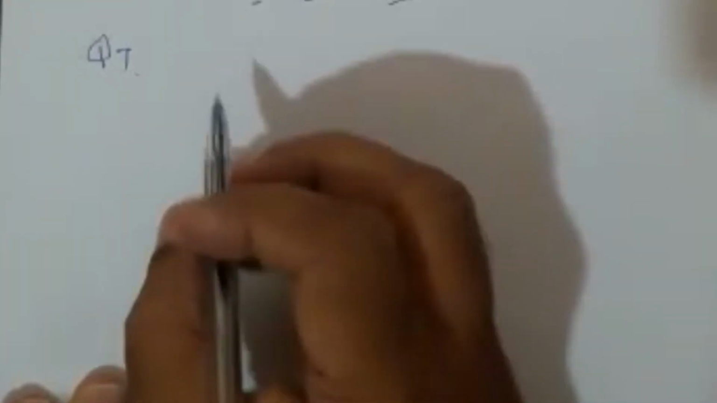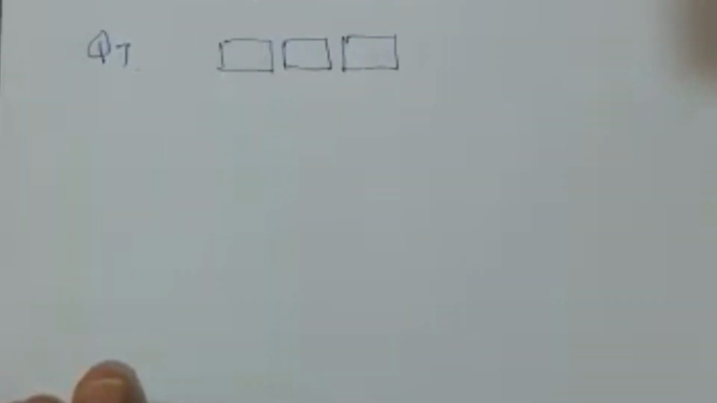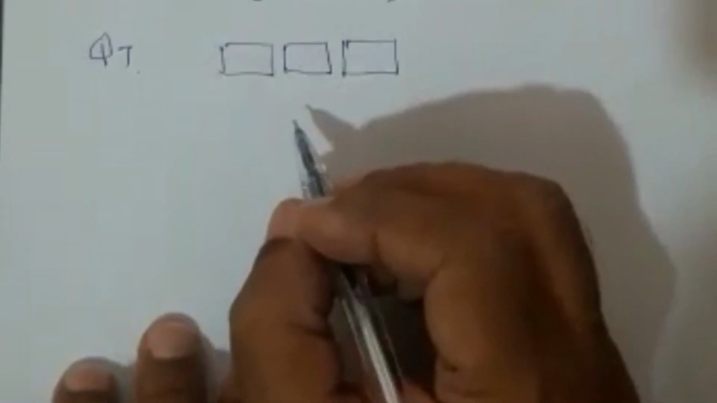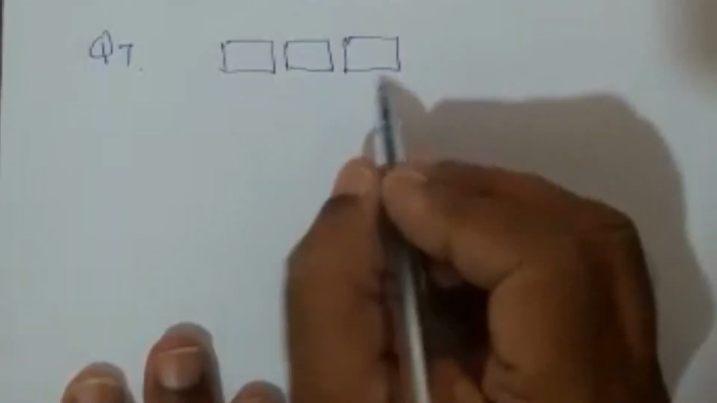Okay, now we'll discuss question number 7. It's a simple one. Question number 7 says that we have to produce 3-digit numbers by selecting from 6 numbers. They have given those 6 numbers. So for the 3 digits, you know it consists of 3 spaces.